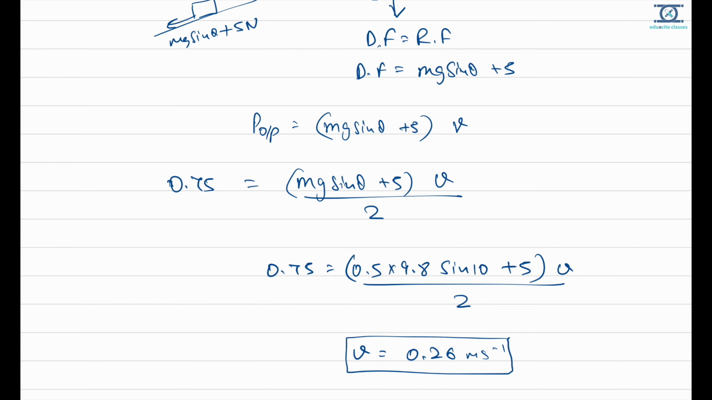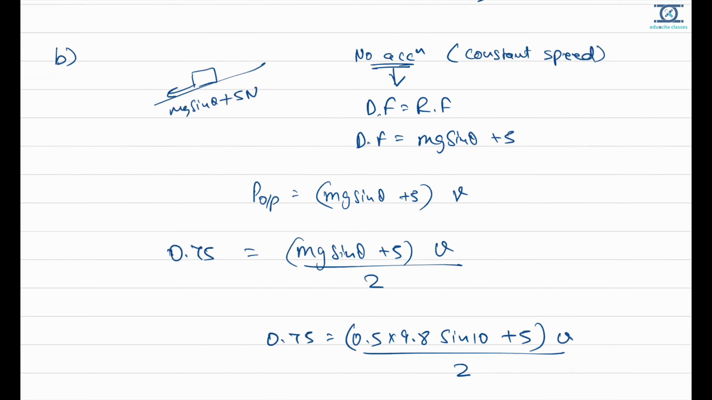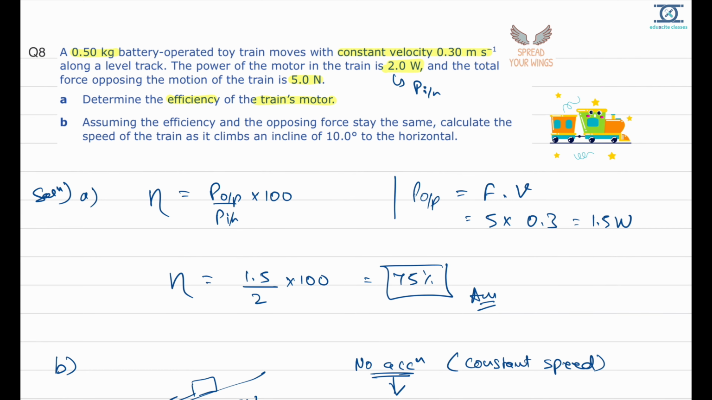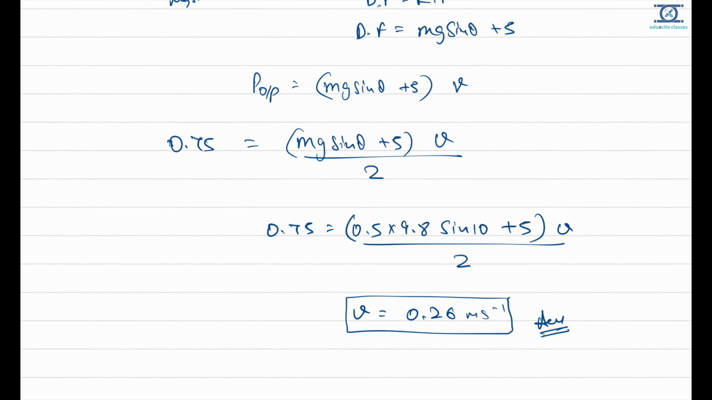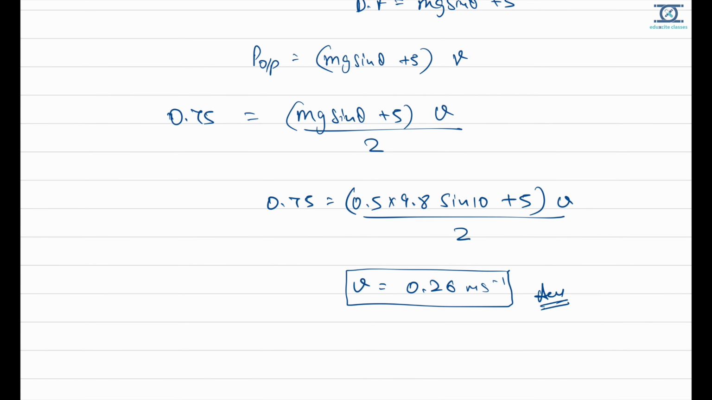Now this has to be less than 0.3, because if it is moving on an inclined plane upward, it has to be less than when it is moving on a level road. So this is 0.3 and we are getting 0.26. So that is quite conceptually correct also. I hope it is quite clear.